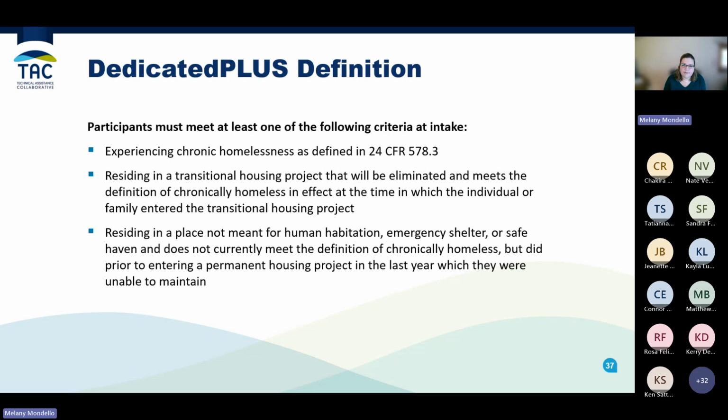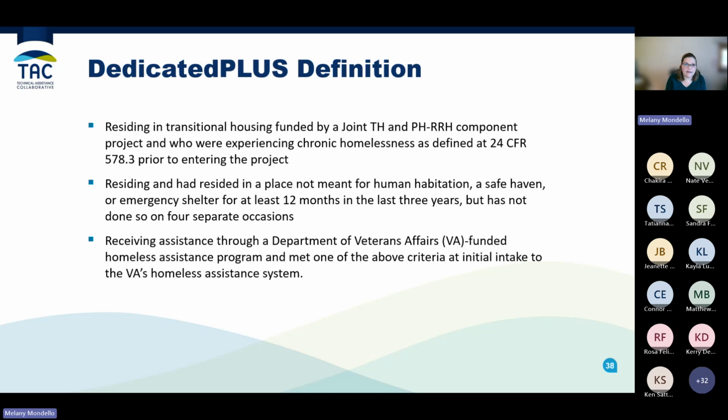The third bullet is people who are residing in that category 1, literally homeless, not meant for human habitation, emergency shelters, or safe haven, doesn't meet the chronically homeless definition today, but was in permanent housing within the past year, but they weren't able to maintain that placement. So kind of creating a little bit of a safety net for people who maybe got a voucher, found a unit, were not able to sustain that. Now they're right back in your system. So providing a path to permanent supportive housing care. It's important to say as I go through these different options, these are the things that HUD allows.